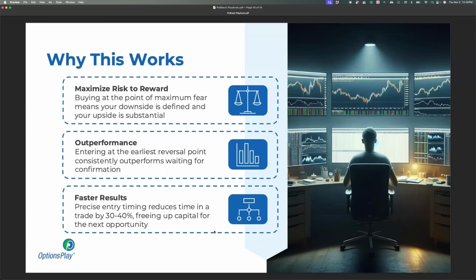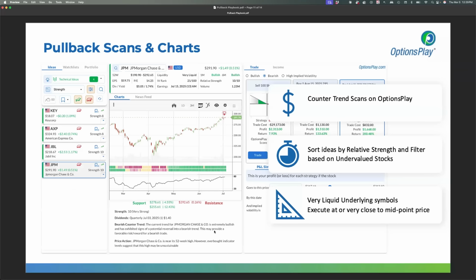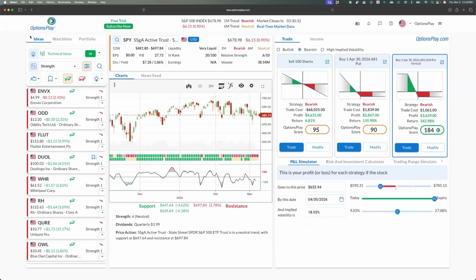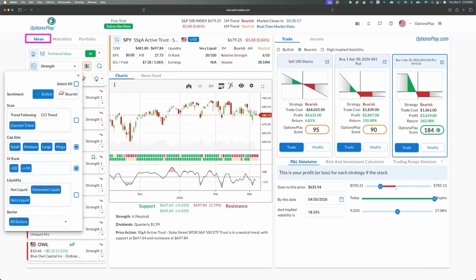So what I want to show you now are the scans inside of OptionsPlay that automate these things I'm showing you. Inside of OptionsPlay, you have your trade ideas section, and under trade ideas, you have technical ideas. What I wanted to show you is how you can filter these technical ideas specifically for the setup that I'm showing you right now. So you use the filters under technical setups. And right now we're only going to look at bullish ideas because we're talking about buying the dip, right?